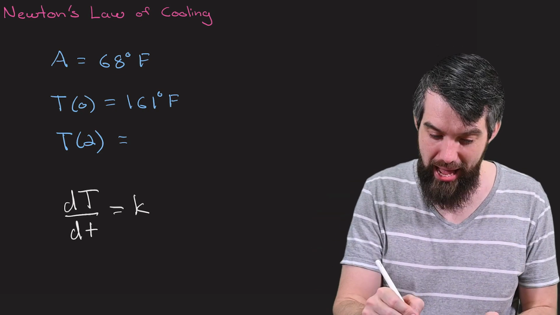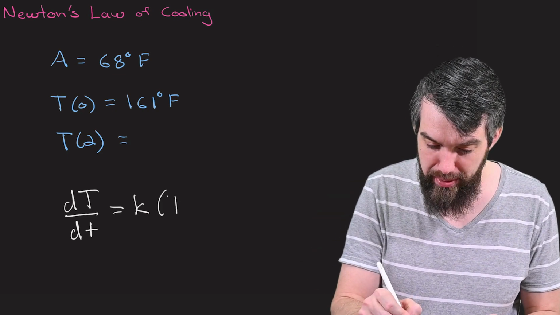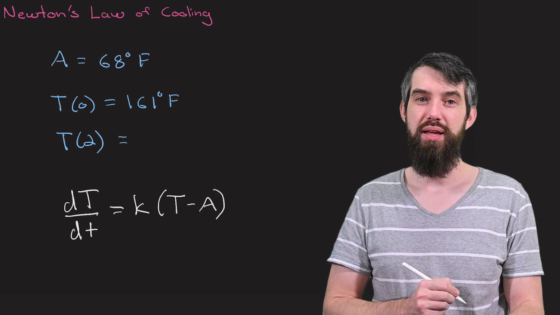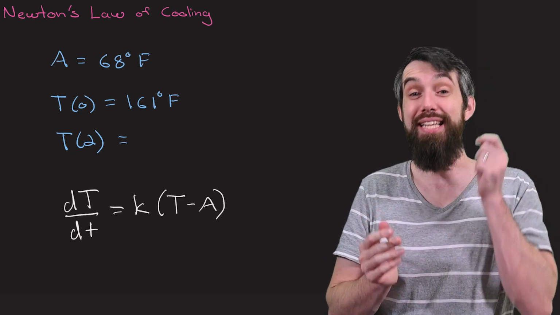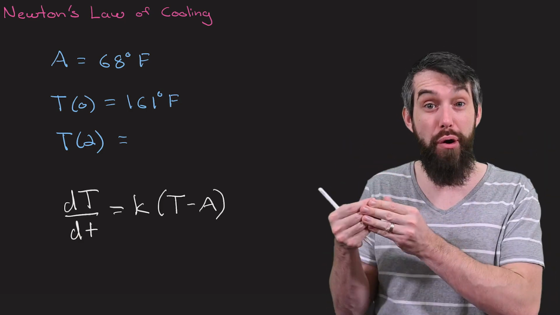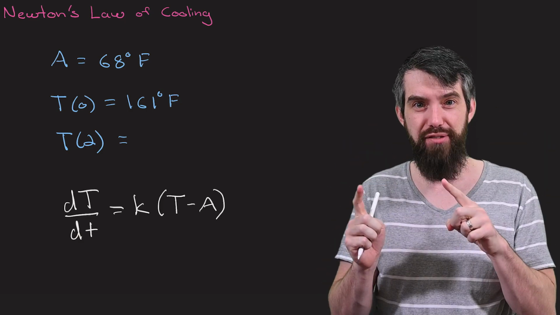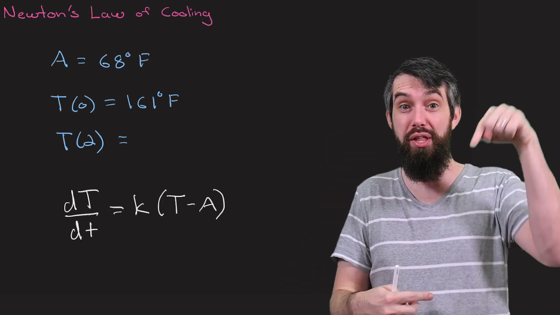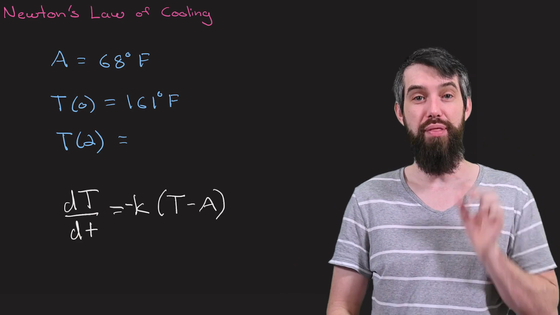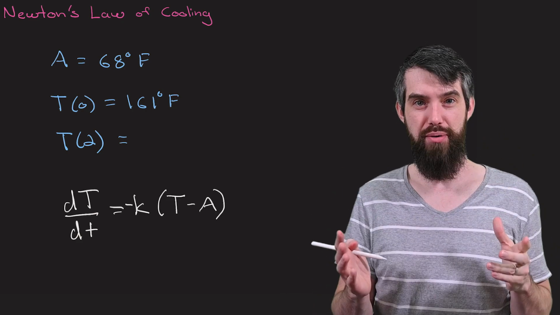So I will model it as k times the temperature of my mug minus the ambient temperature. And then is this plus or minus? Okay, T is bigger than A because the temperature of my cup is hotter than my ambient temperature. So that's positive. And then when it's hotter, it should be cooling. The rate of change should be going down. It should be a negative, so I'll put a negative there. That is my model for this scenario.